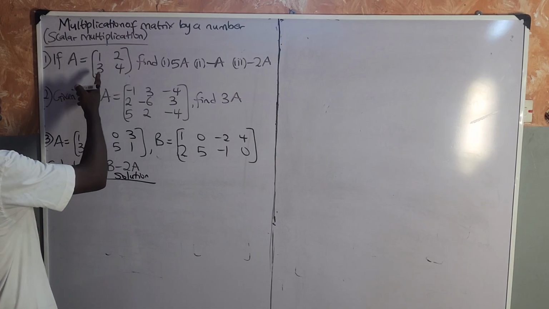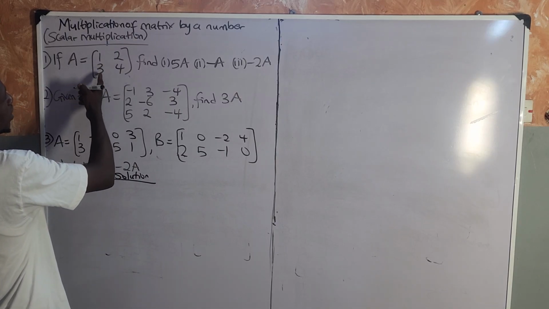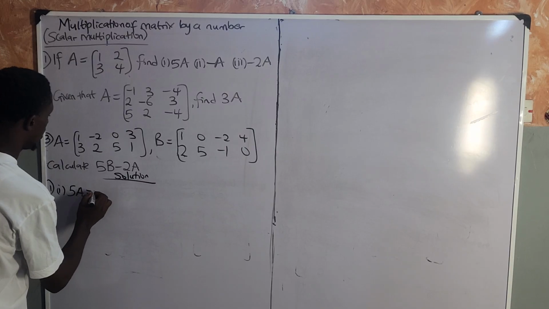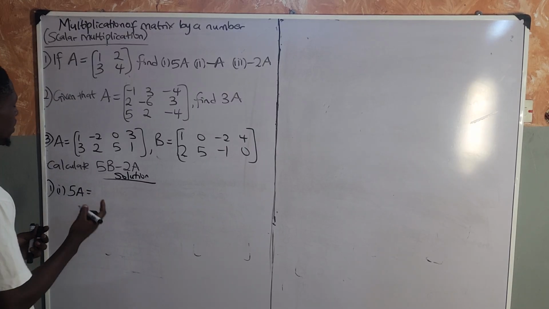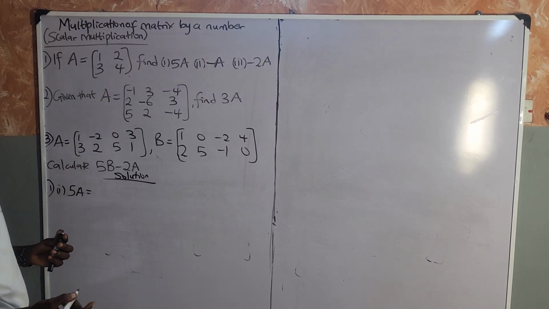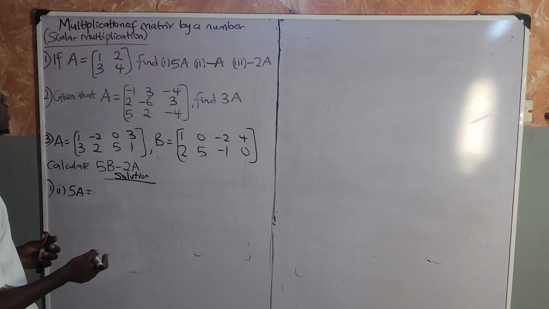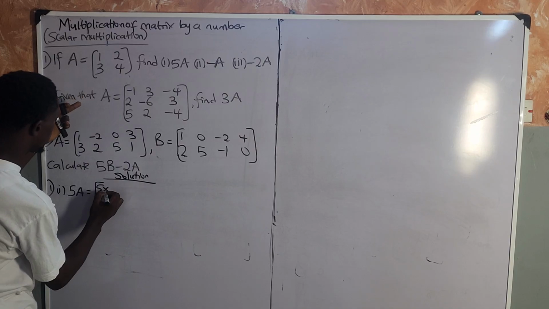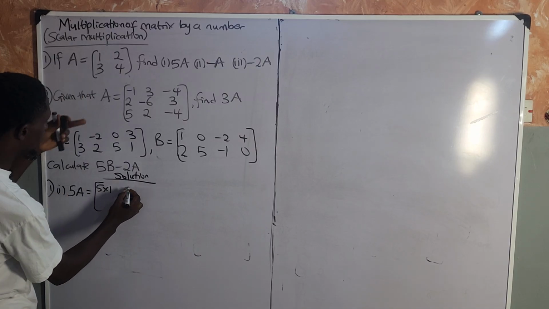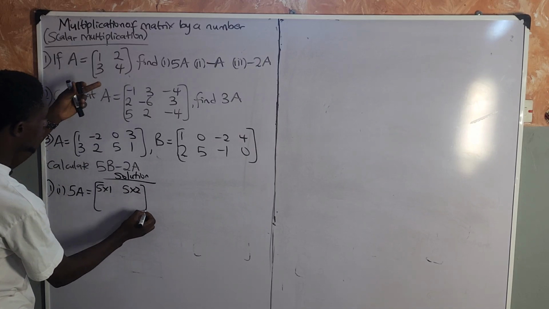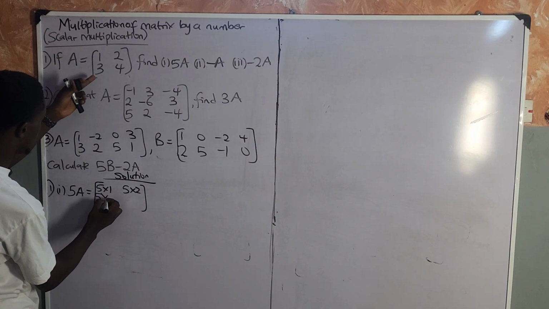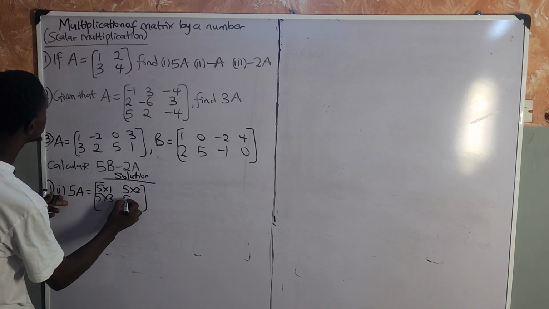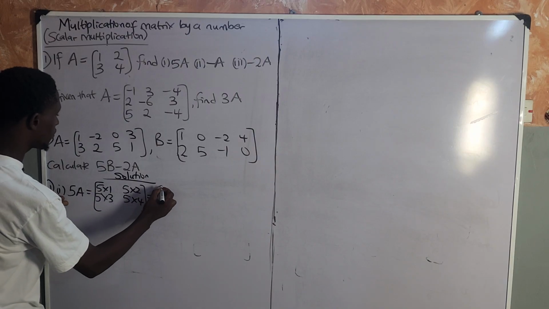If matrix A is 1, 2, 3, 4, find (i) 5A. It means that we are using this 5 to multiply each of the entries, each of the elements in the matrix. So this is like 5 times 1, then we have 5 times 2, then 5 times 3. 5 will multiply each of these elements there. Then we have 5 times 4.